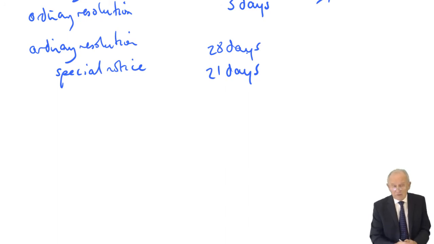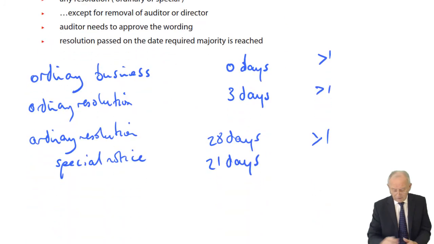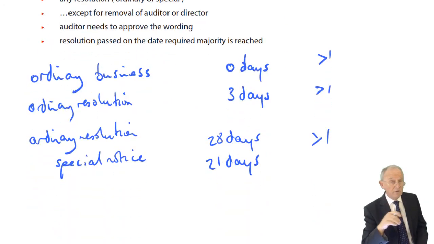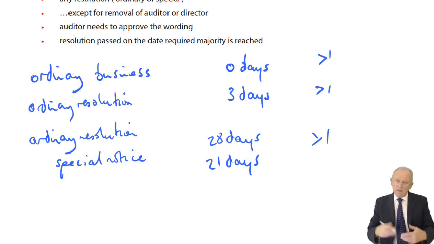So we have these ordinary resolutions with special notice, but it's an ordinary resolution and it requires a majority of one more vote in favour than votes against. It's the notice period that is special. So that's where we have ordinary resolutions. It can be no days if it's ordinary business, but if it's not ordinary business, it's special business. If it's an ordinary resolution special business, then that requires no less than 3 days, but typically it will be notified with the notice of the meeting, 21 days notice, and therefore, in practical terms, the ordinary resolution special business will normally get 21 days notice with the notice convening the general meeting.